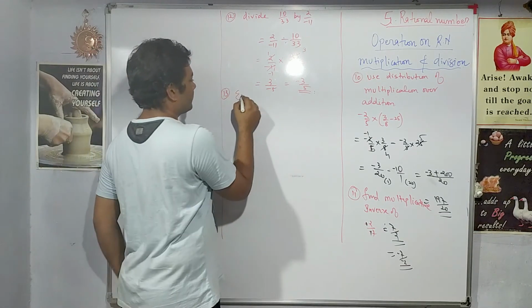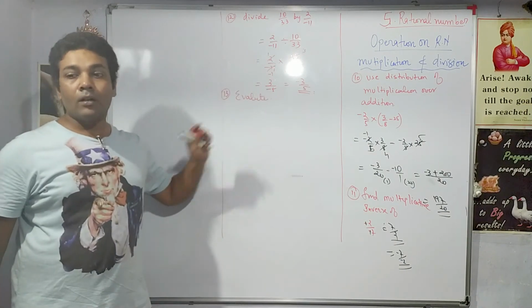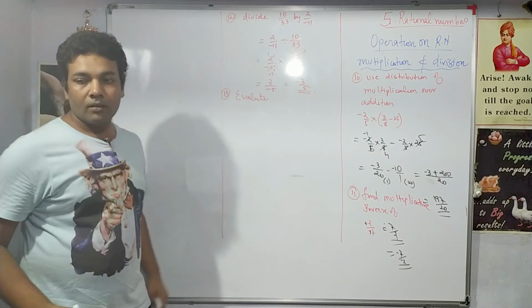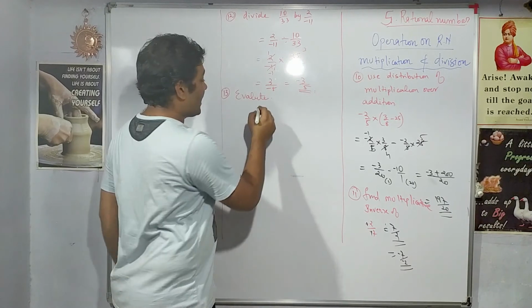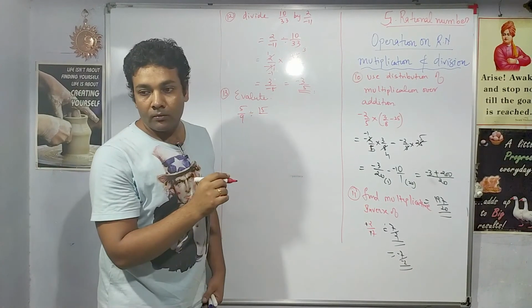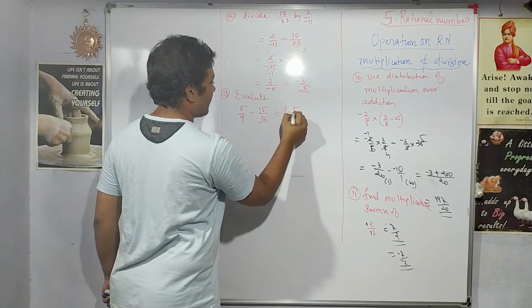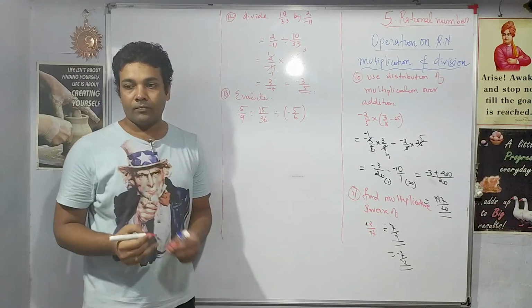13th one. Evaluate. What do you mean by evaluate? Evaluate means it is again like a closure property. You have to reduce it. So the question is 5 by 9 divided by 15 upon 36 divided by minus 5 upon 6.